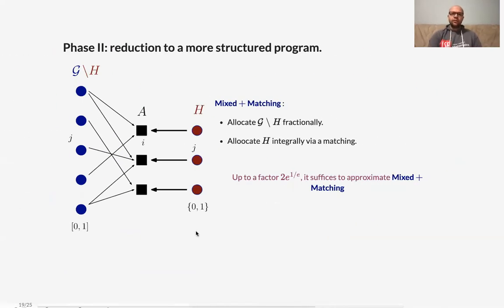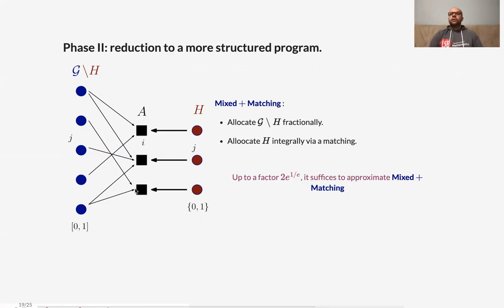And now I will move our set H here. So let me now tell you what this more structured program is. In relaxation, we said that we will allocate the goods here fractionally and the goods here integrally. But now I'm adding more structure by asking that in our mixed integer program, we allocate these goods by matching. And know that this is not really a relaxation anymore, because in the optimum, maybe all of the items were assigned to one agent, but now I'm asking that they are assigned by matching to the agents.